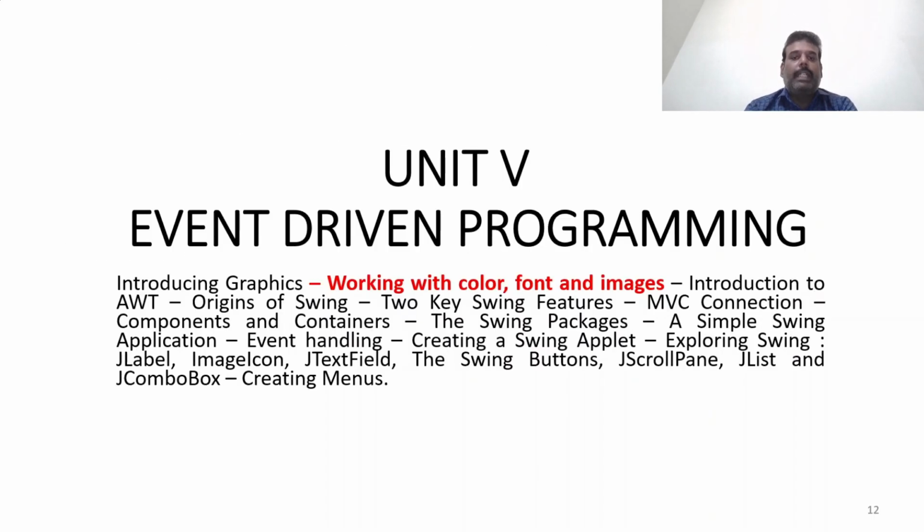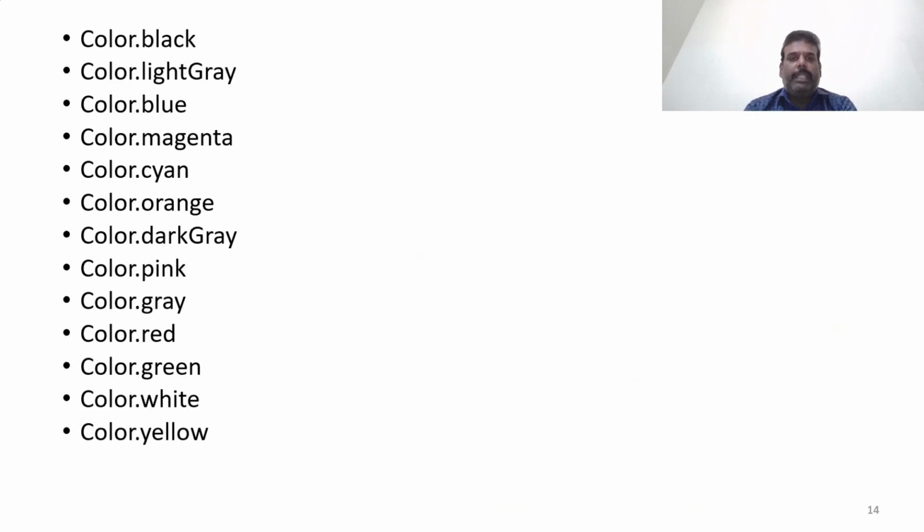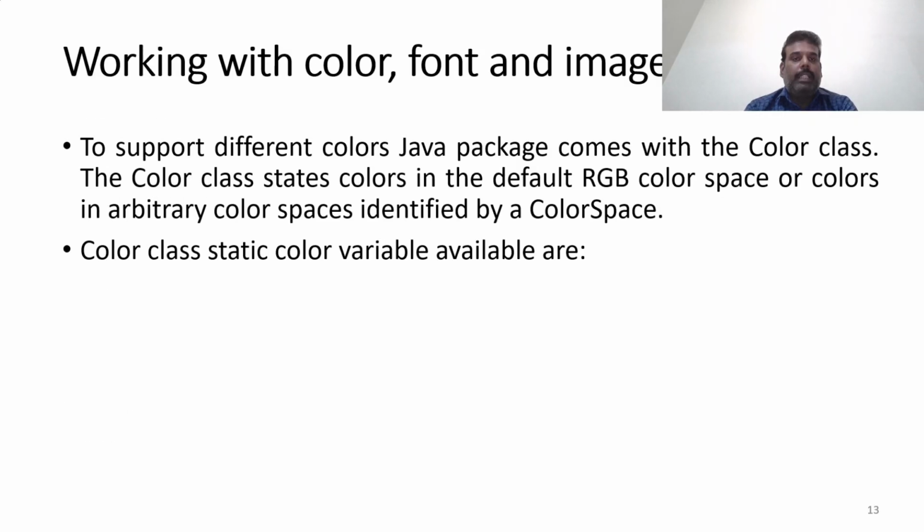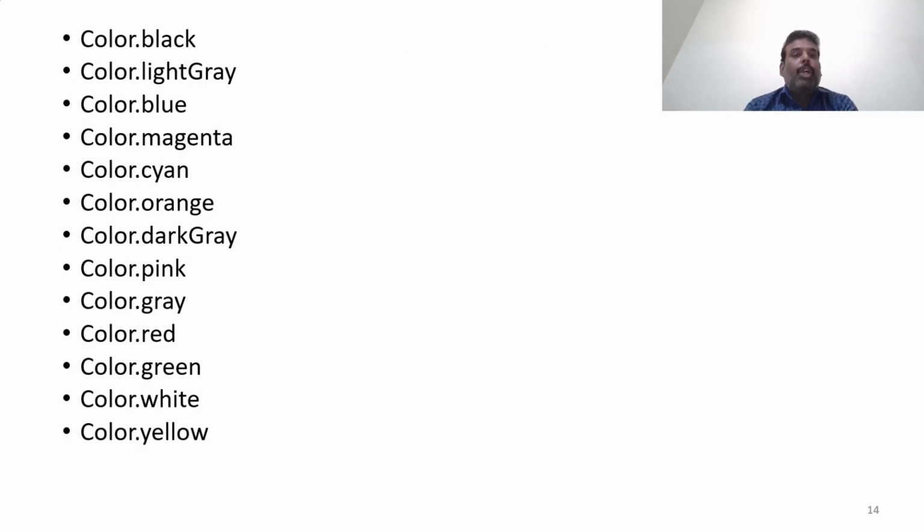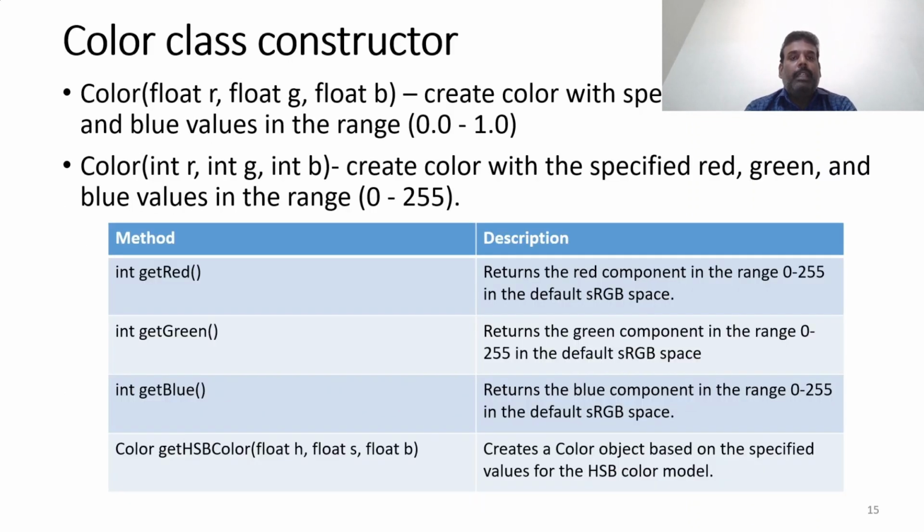And we can work with colors, fonts, and images also. So these are the default colors that we have given in that AWT package, graphics package: color dot gray, light gray, blue, magenta, orange, dark gray, pink, gray, red, green, white, yellow. And if you want to use colors, we have to use this constructor, Color, with the red, green, blue parameters. So you know RGB colors, that is red, green, blue. If you give the values, the corresponding colors will be displayed.